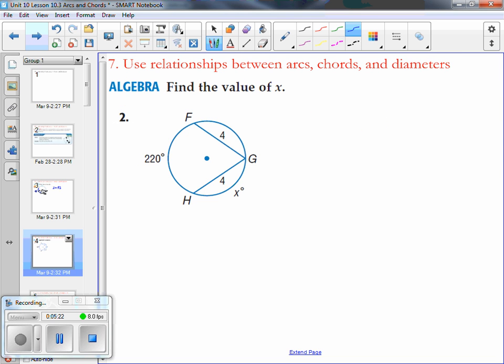Let's try number 2. Find the value of x again. I'll let you look at that for a minute.